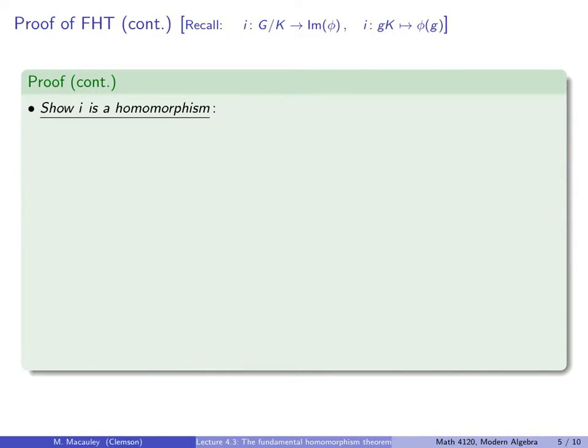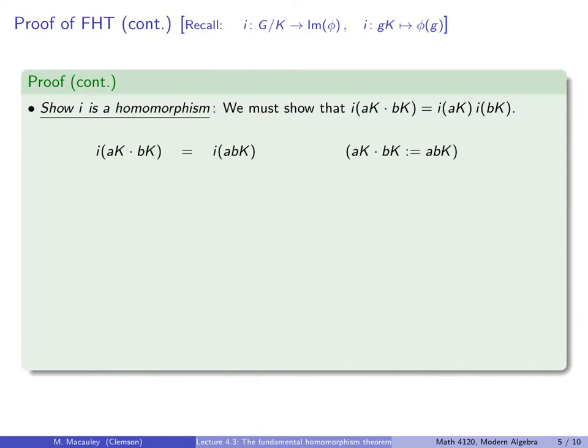Next, we have to show that I is actually a homomorphism. So to remind you what I is, I've put it up here. So we must show that I of the product of two cosets, I of AK times BK, is equal to I of AK times I of BK. So let's just use the definition and nothing else. I of AK times BK, now the definition of the product of cosets, AK times BK is just ABK, remember that? So that's I of ABK.